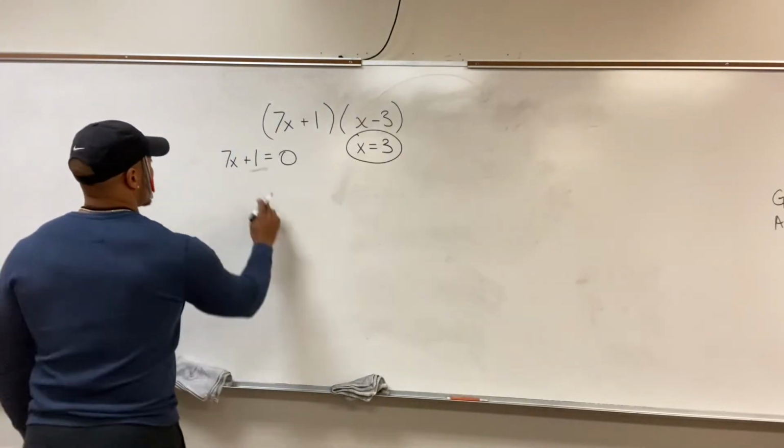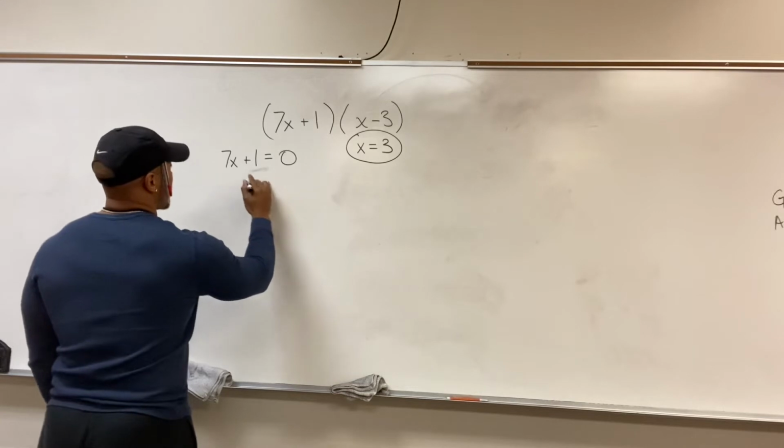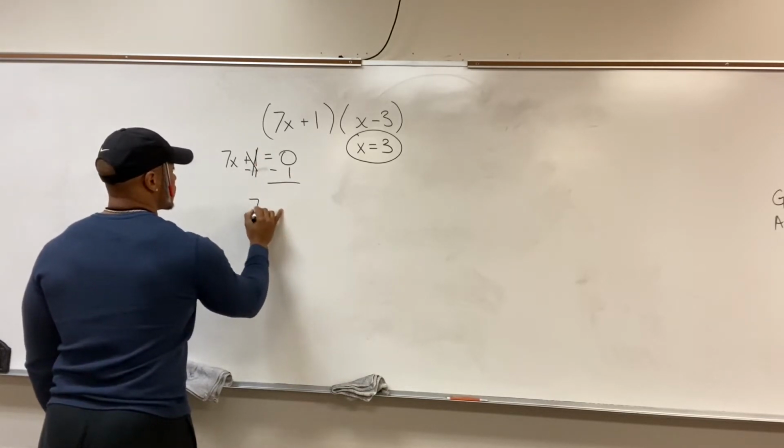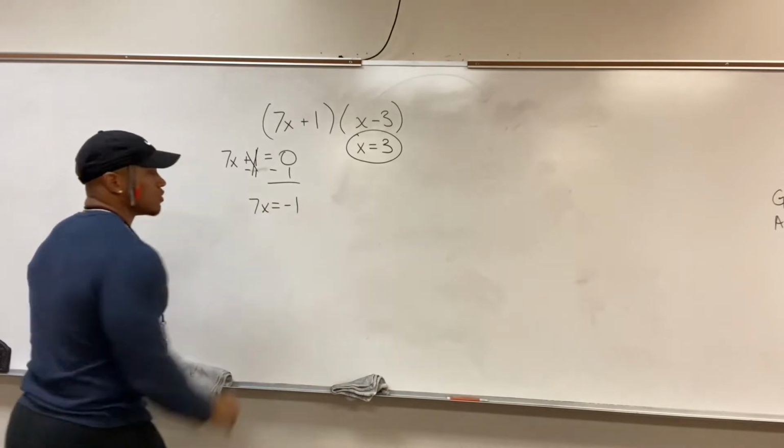You already know this, okay? We got the x on one side. We need to isolate that by itself. So we subtract 1 from this side, subtract 1 from this side. We end up with 7x equals negative 1, okay?